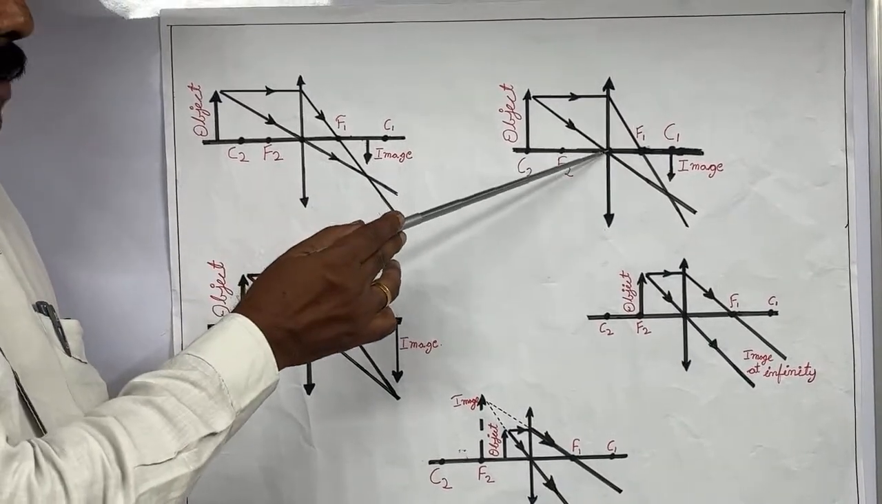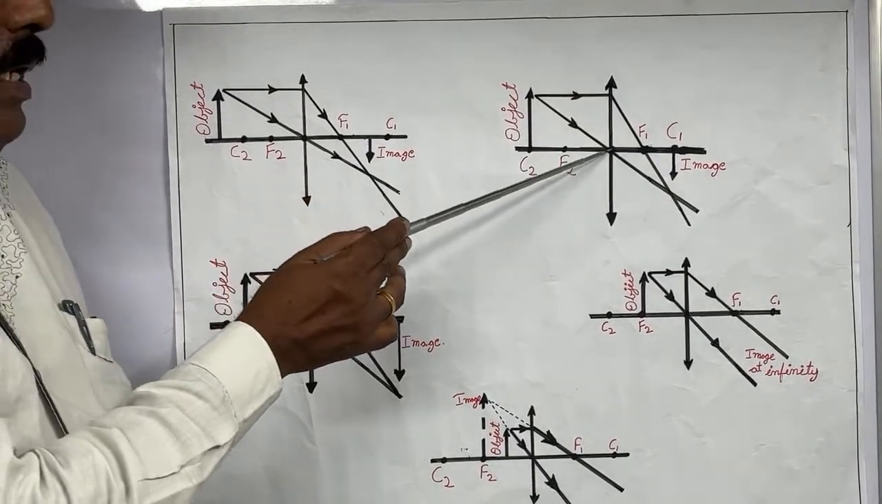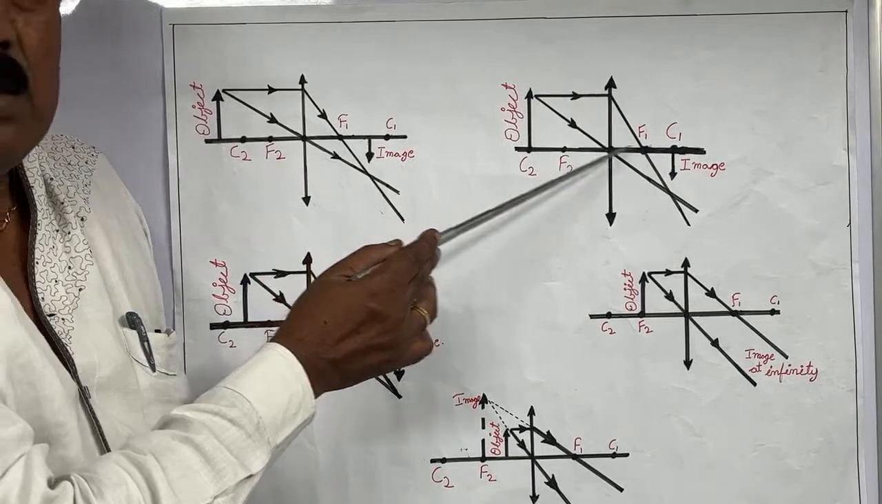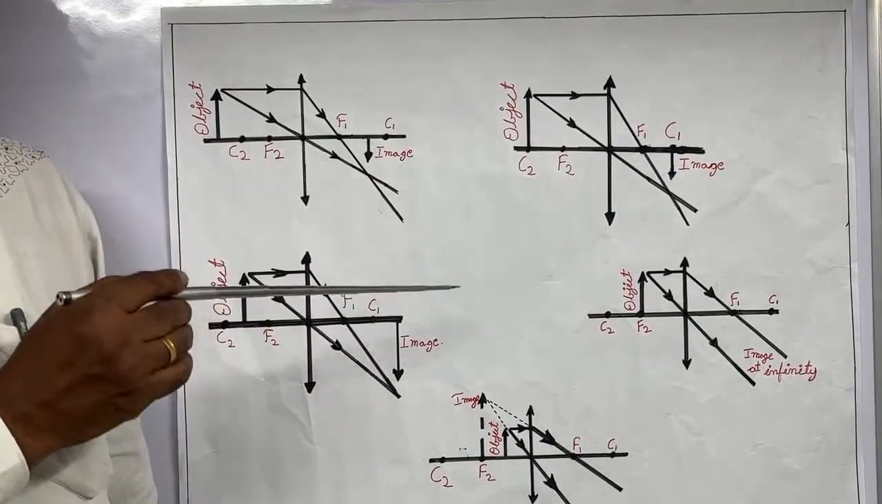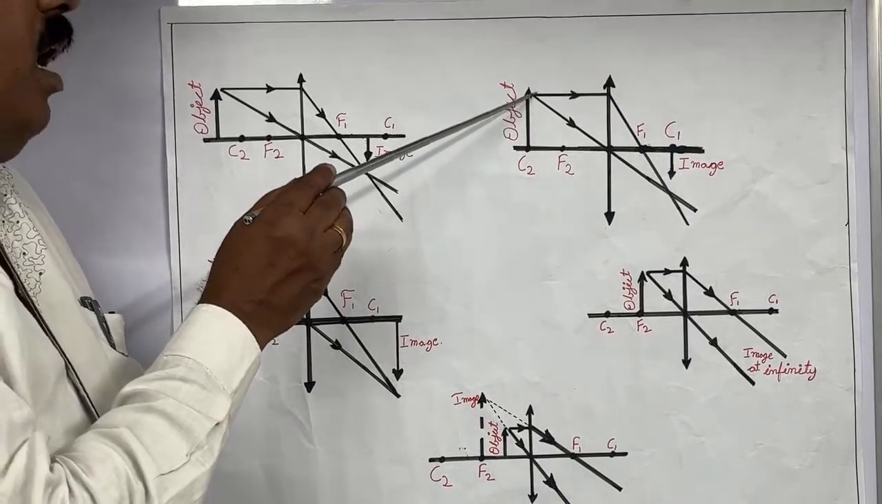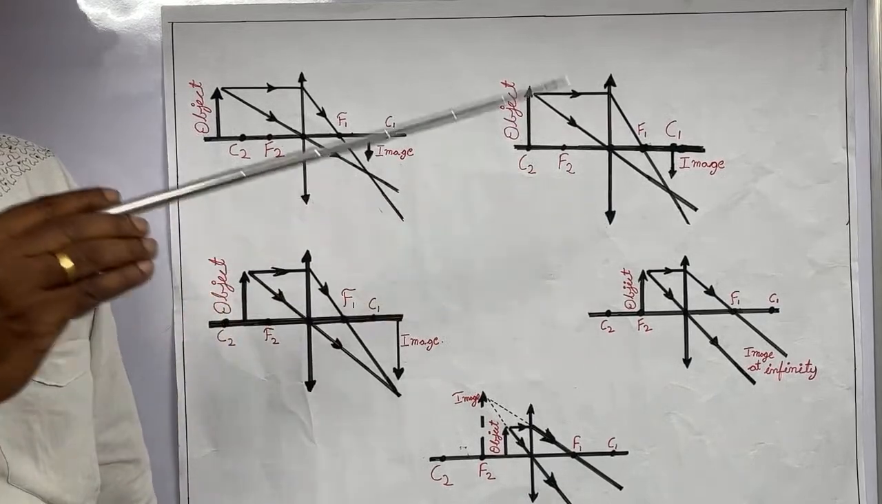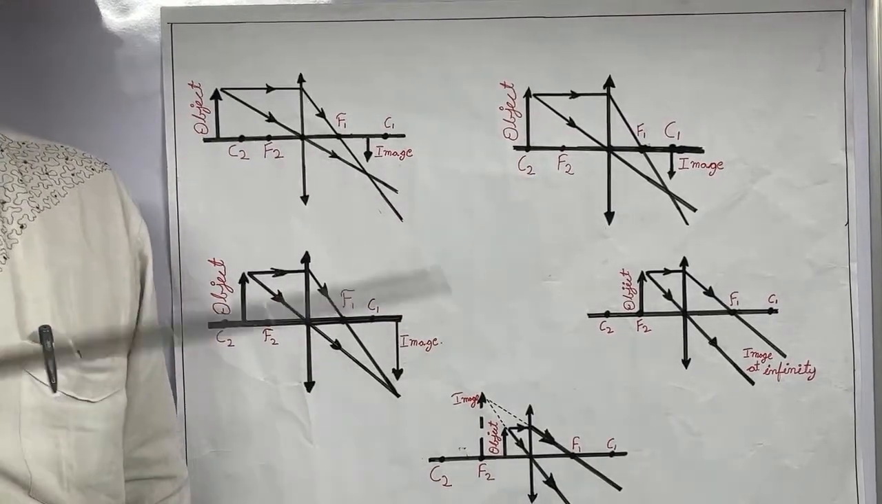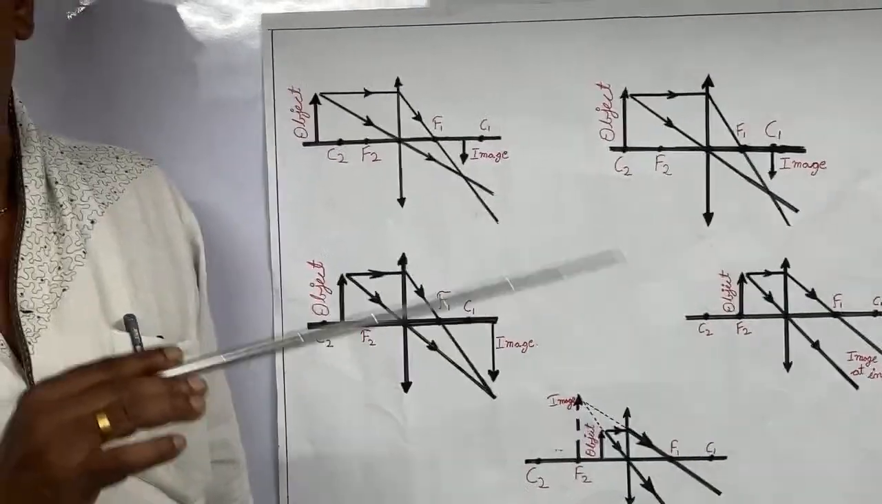Whatever the distance is from the optic center to the object, a similar distance you have from the optic center to the image. Due to this concept, the size of the object and the size of the image are equal. It is neither enlarged nor diminished. It is the same size of the image.